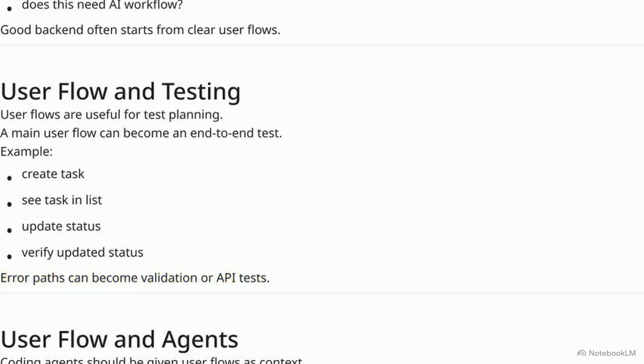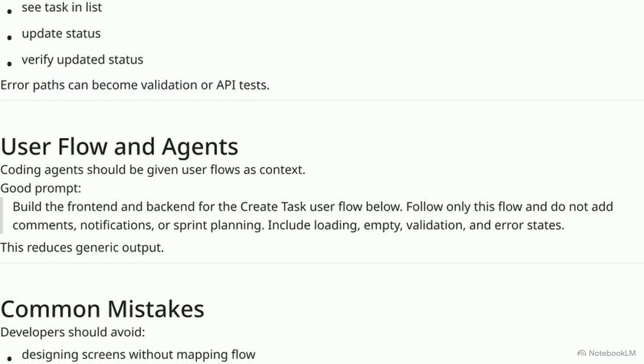If you use AI coding agents, a strict user flow provides the specific context needed to generate useful code. Instructing an agent to build only the defined front-end and back-end for this specific flow prevents it from hallucinating random features or writing bloated logic.